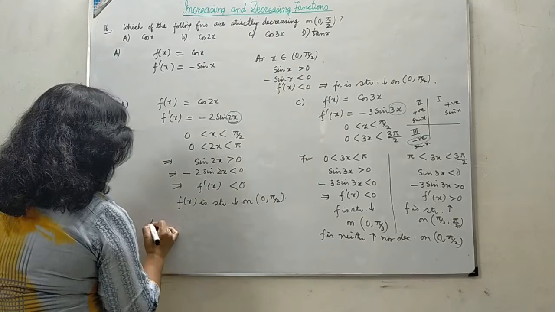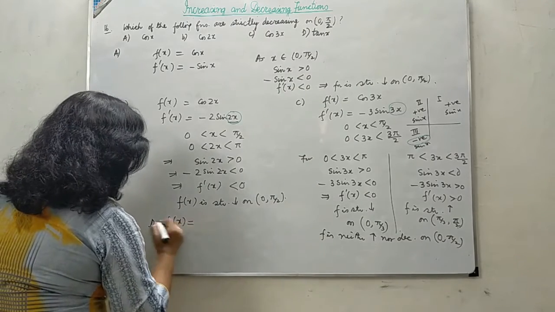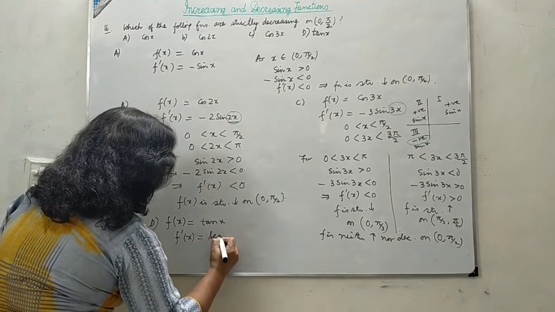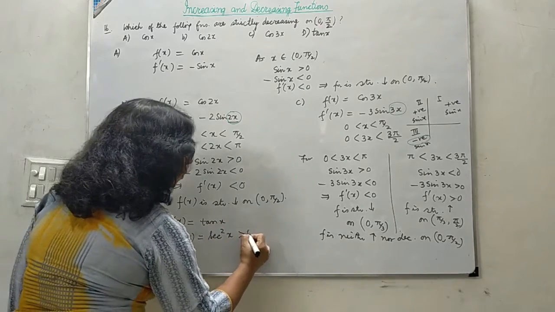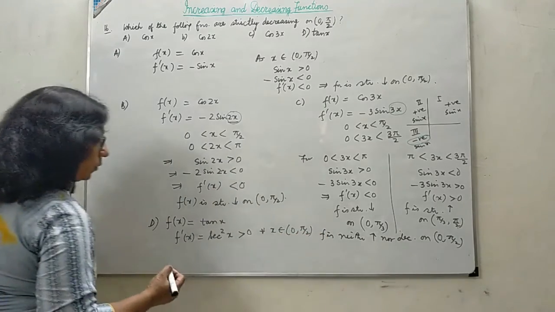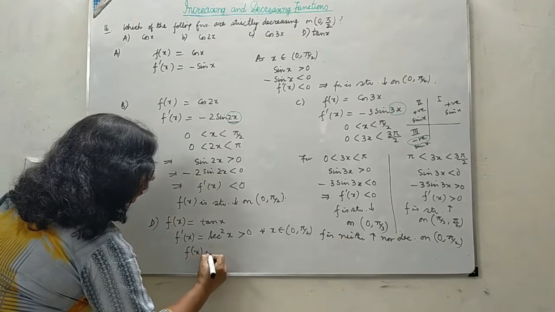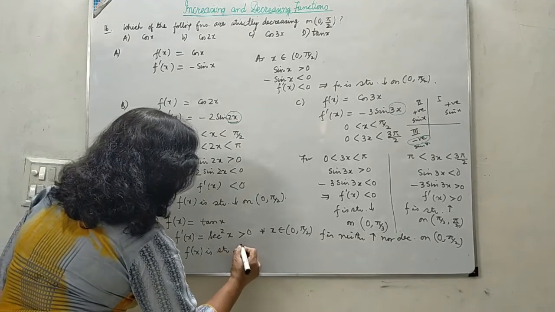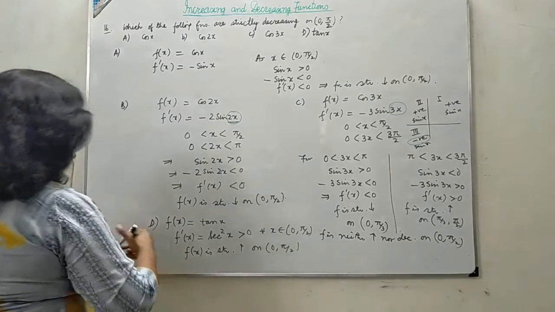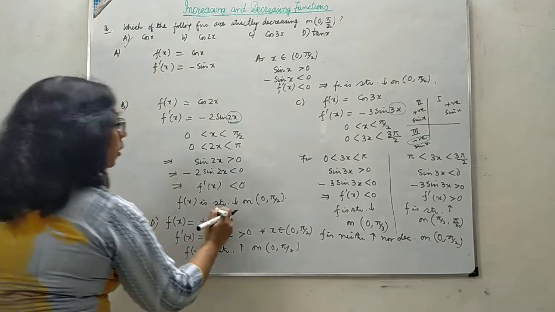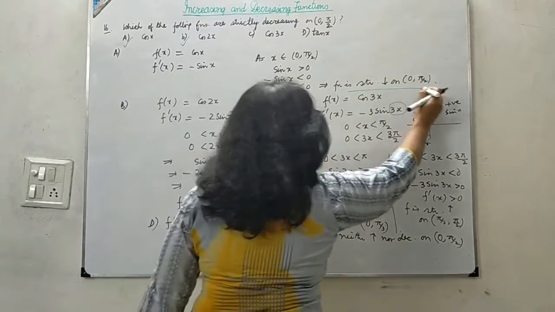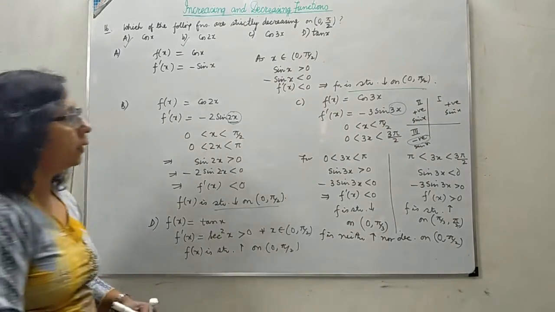In the fourth part, D, we have f(x) as tan x, and f dash x is sec^2 x, which is always positive for every x belonging to the given interval, the first quadrant. So the function is always strictly increasing on this interval. So our answer for this question: in part A we have strictly decreasing, and in part B this is strictly decreasing, and the other two parts are not. That's the answer.